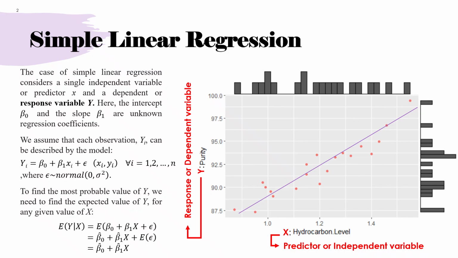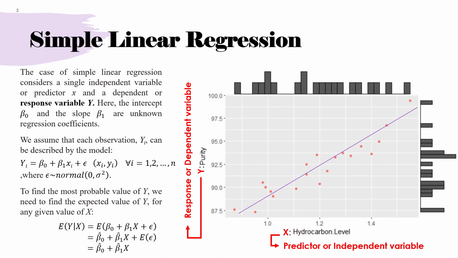We further assume that the error term follows a normal distribution with a mean of 0 and a variance of sigma squared. This assumption captures the idea that not all variation in the response can be explained by the predictor alone, and that the unexplained variation is random and centered around 0.